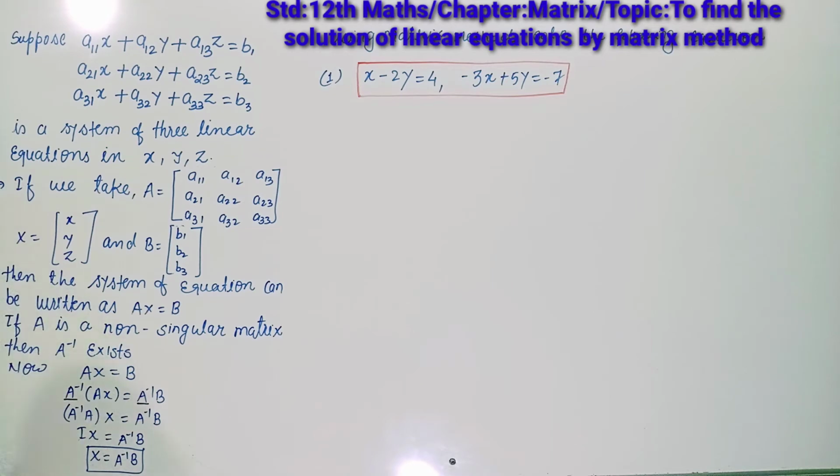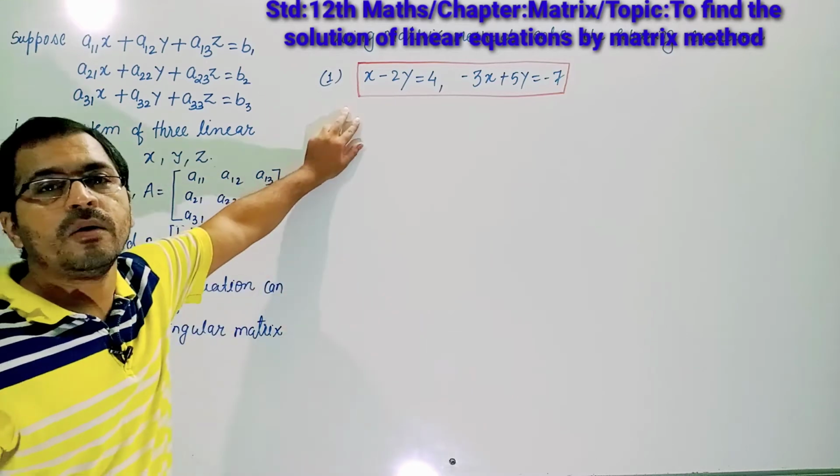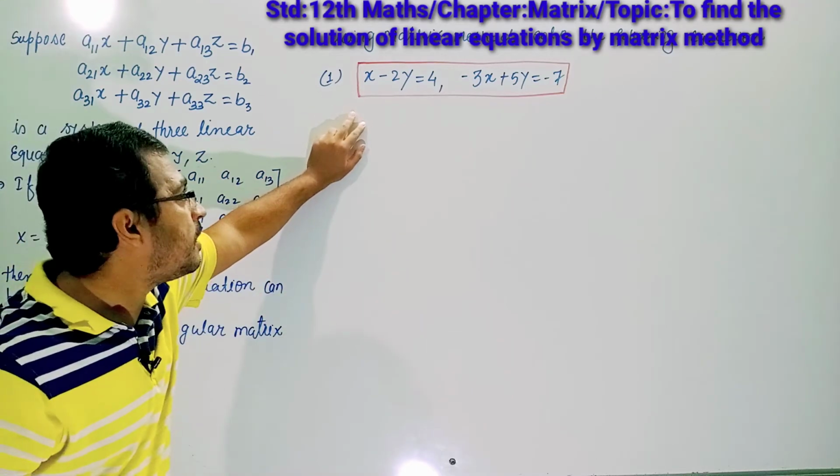These steps you will have to follow. X is the variables x, y, z. You know how to find A inverse, and B is the matrix given. Just multiply A inverse into B and compare the elements of these two matrices, which are equal matrices. Okay students, let us see these concepts with an example. First of all, we will write these things in matrix form.